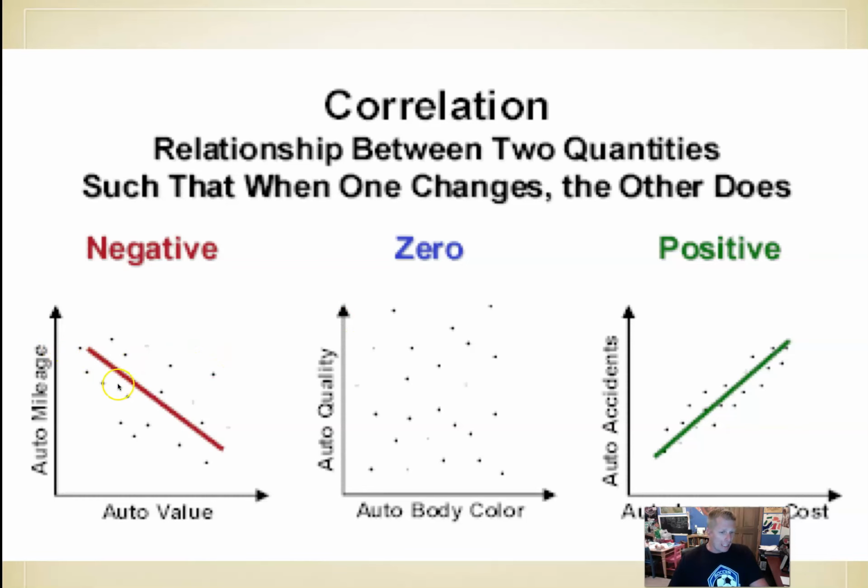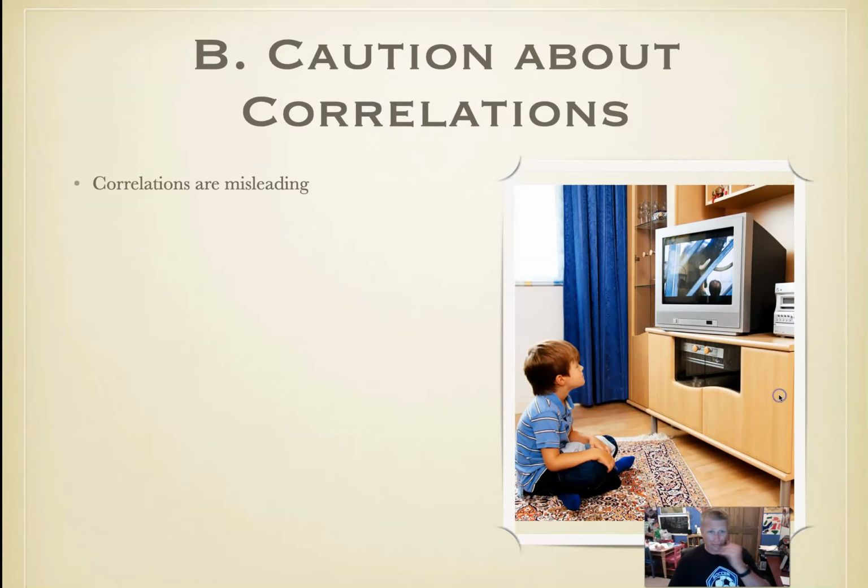So on a graph, negative correlation goes this way, zero correlation, they're all over. And so like this one, as miles go up, the value of the car goes down. There's a negative correlation. The quality of the car and the body color, there is no correlation. Auto accidents going up, insurance going up. That is a positive correlation. So you can recognize those on a graph.